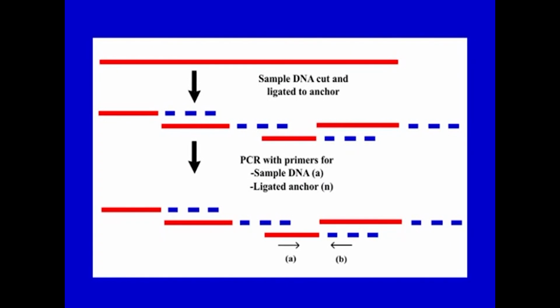This picture explains that the sample DNA is cut and ligated to an anchor, and then PCR with primers for the sample DNA and the ligated anchor is performed, and this way you can get the full sequences. So, this is called anchored PCR.